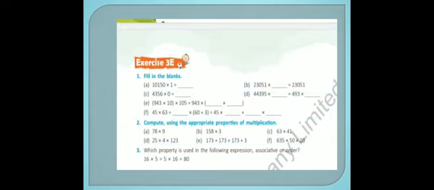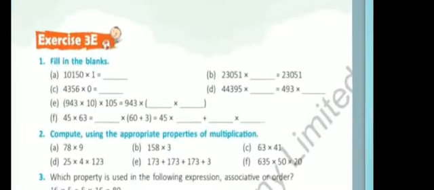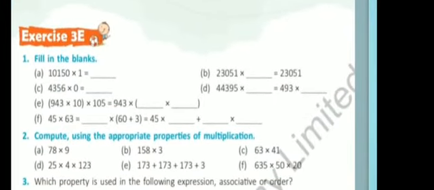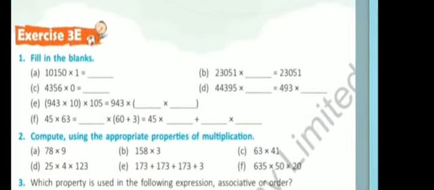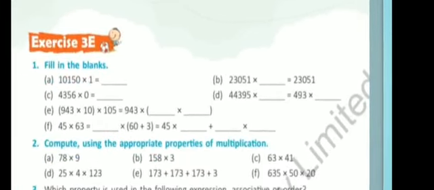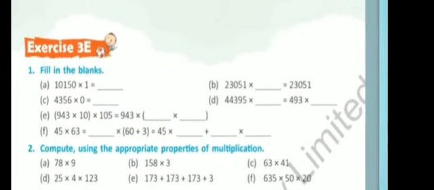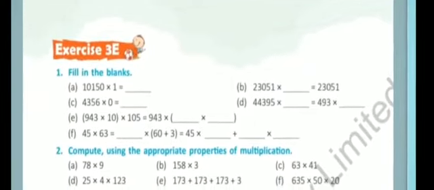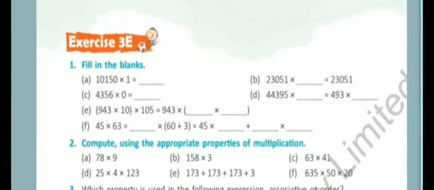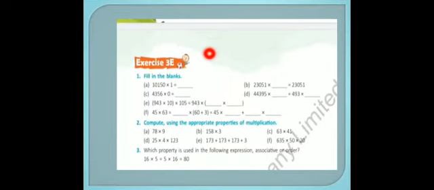The first question is of filling the blanks, where you have to just apply the property and find the answer. Just for an example, look here. This is 10,150 multiplied by 1. Now this is the property of 1. Students, we all know that if you multiply any large number by 1, you get the number itself. So here you will get the answer 10,150 itself.